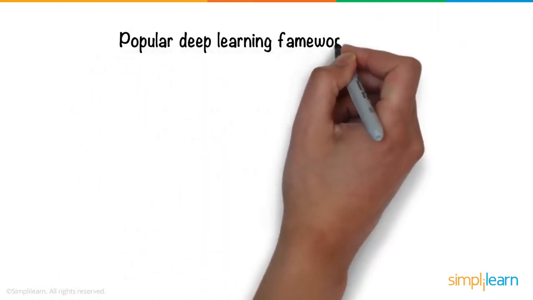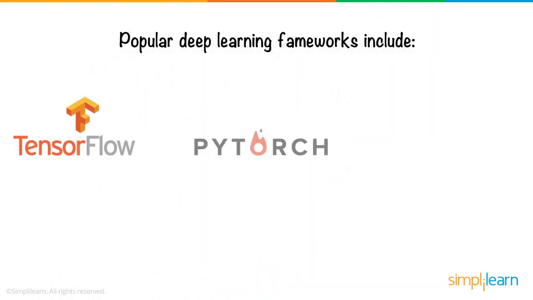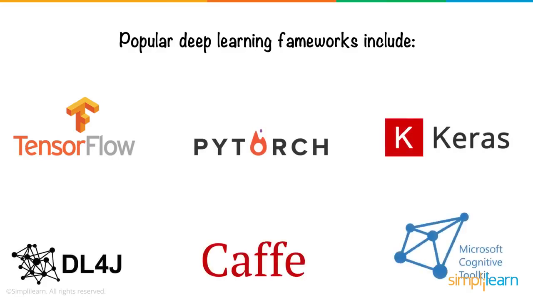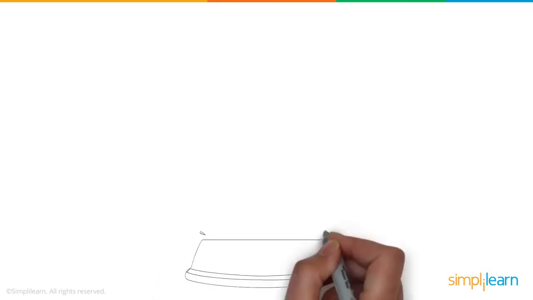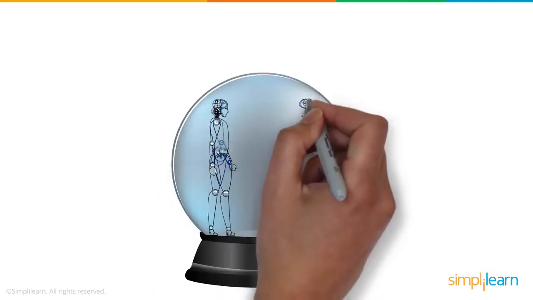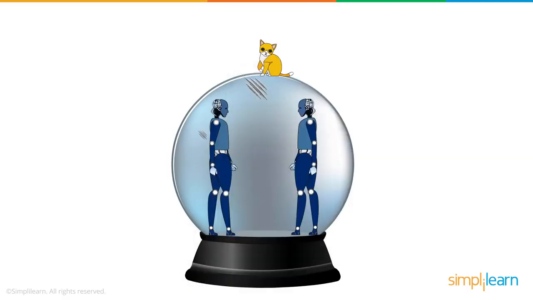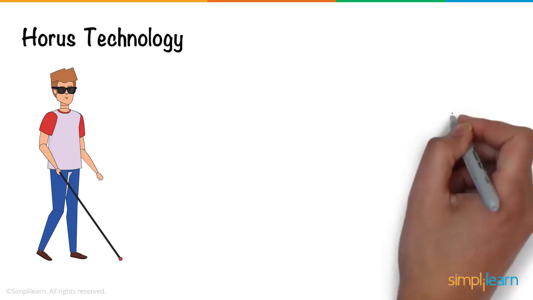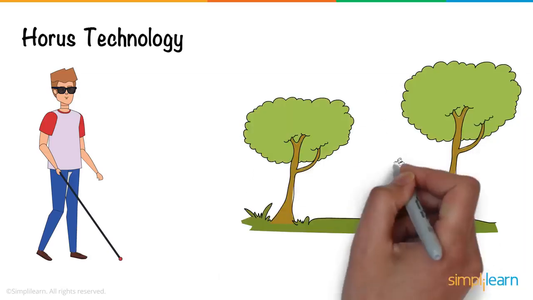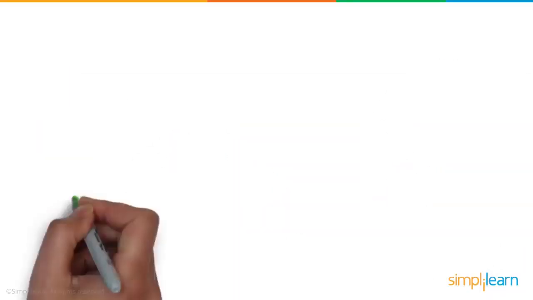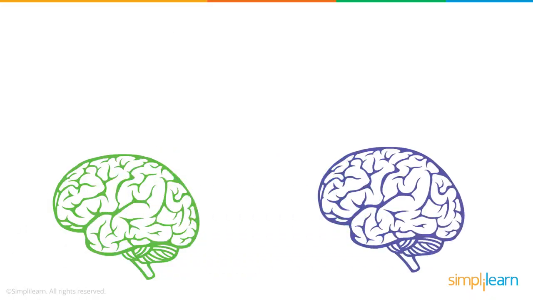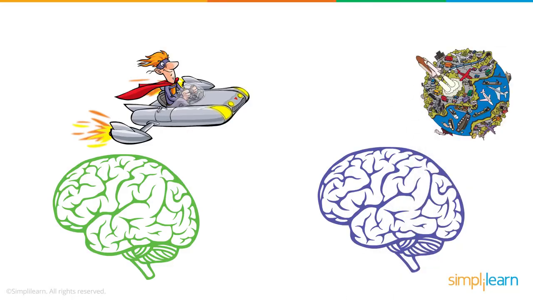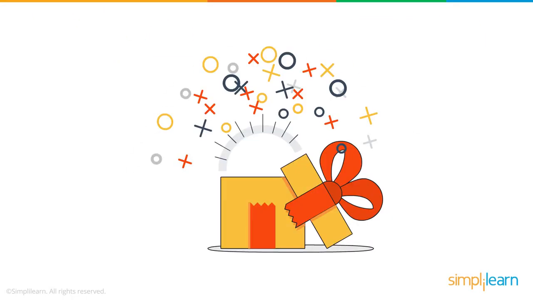Some of the popular deep learning frameworks include TensorFlow, PyTorch, Keras, Deeplearning4j, Caffe, and Microsoft Cognitive Toolkit. Considering the future predictions for deep learning and AI, we seem to have only scratched the surface. In fact, Horus Technology is working on a device for the blind that uses deep learning with computer vision to describe the world to the users. Replicating the human mind in its entirety may not be science fiction for too long. The future is indeed full of surprises.